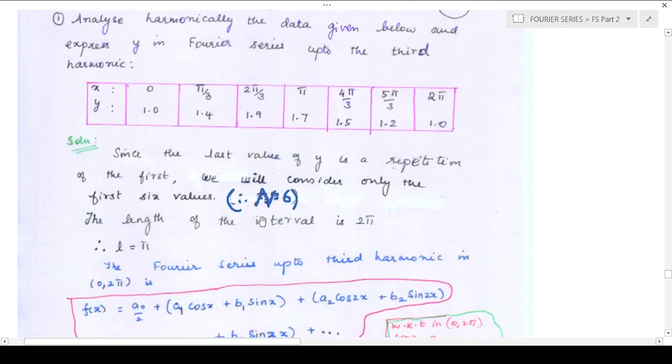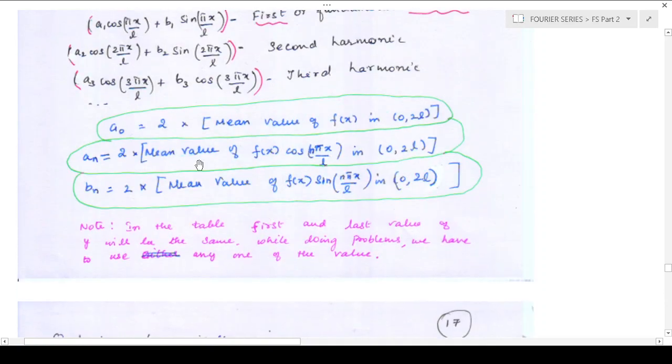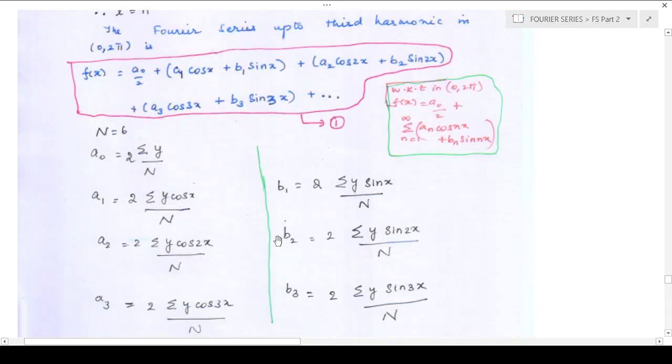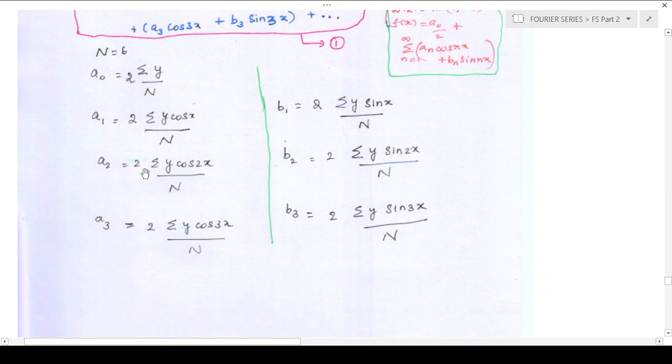Similarly, what will a1 be? Here a1 is, put n equal to 1, cos pi x by l. Y, f of x is y actually, y into cos pi x by l. If l is pi, cos nx. Likewise it goes on. So n is 1 means cos x, n is 2 means cos 2x, n is 3 means cos 3x. Likewise, it goes on.